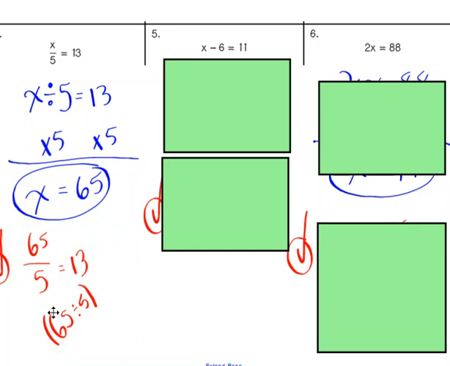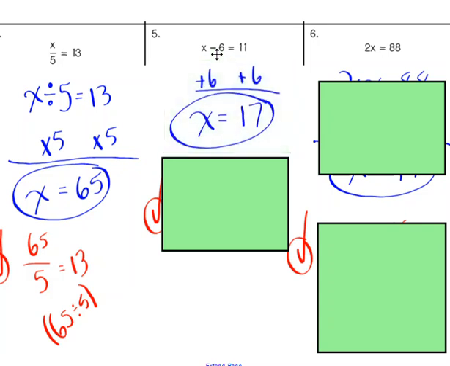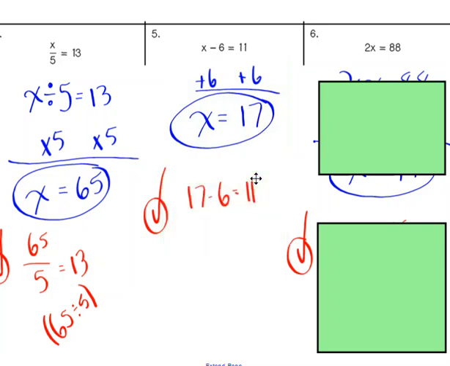So that's the only value that makes it work. In the next one, you want to get rid of subtracting 6. So you add 6 to both sides. You end up with that value. You should check your work. 17 minus 6 is 11. Yes, now it all makes sense.